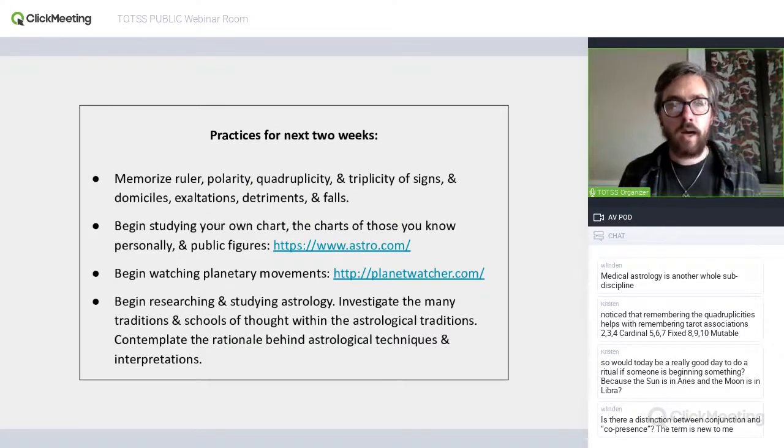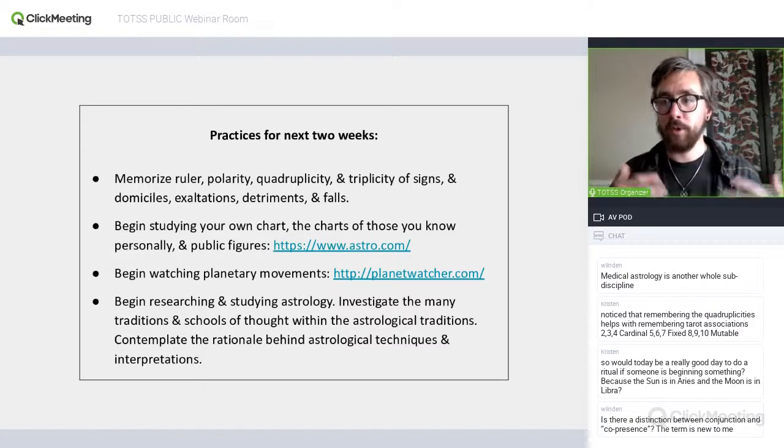All right, so we're a little over time here, but just real quick, practices for the next 2 weeks. I'm suggesting to memorize the ruler, polarity, quadruplicity, and triplicity of the signs, as well as the domiciles, exaltations, detriments, and falls. And I suggest that you work on memorizing those both from the point of view of the signs as well as from the planets. So just saying Capricorn and knowing that Capricorn is ruled by Saturn, that Mars is exalted there, but then also being able to say Mars rules Aries and Scorpio, and Mars is exalted in Capricorn.